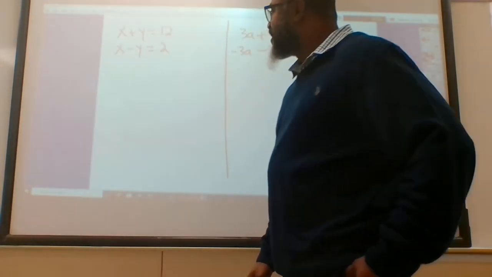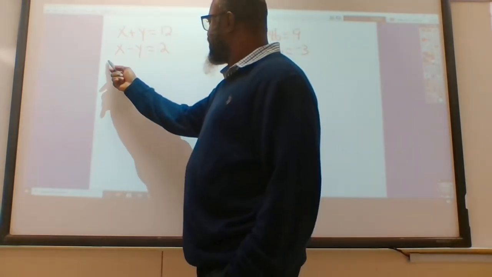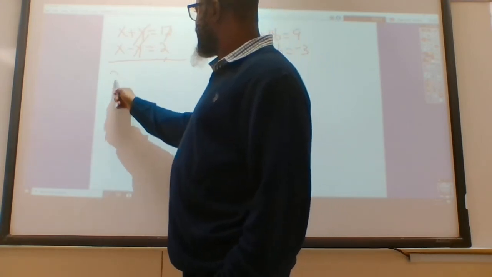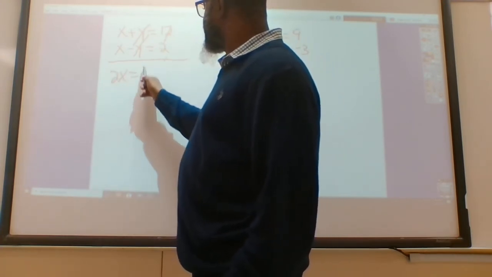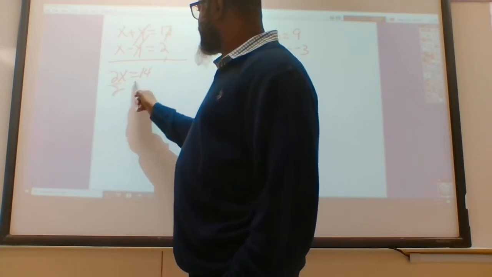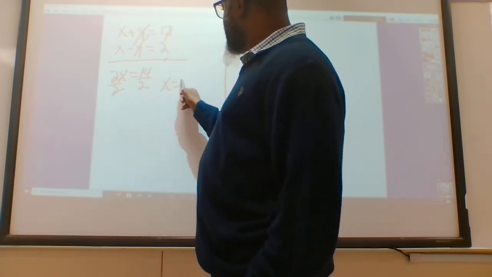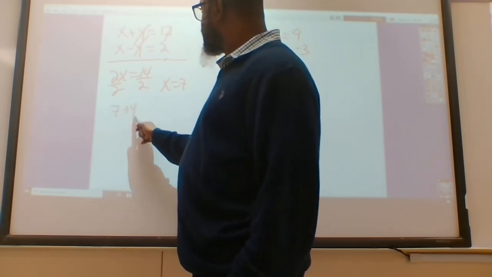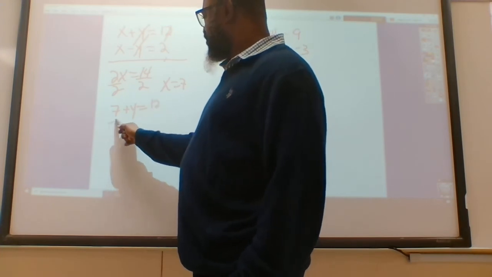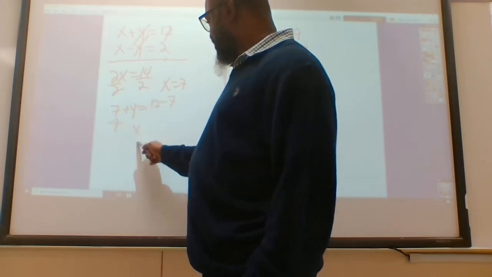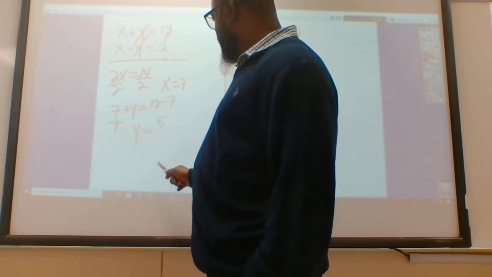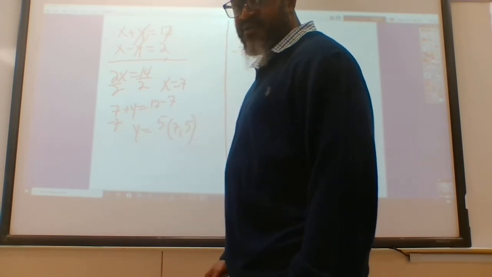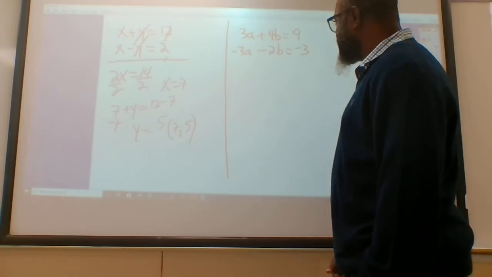Right. In this equation, I can see that the y cancel each other, so I can cancel the y. I will end up with 2x is equal to 12 plus 2, which is 14... divided by 2, and x is 7. So I can come here, the first one, 7 plus y is equal to 12. Subtract 7, in this case y is 5, so my solution is (7, 5). (7, 5) is the one that will satisfy both equations. That was an easy one.